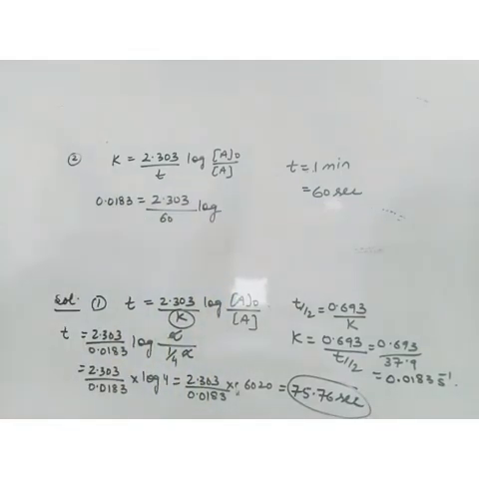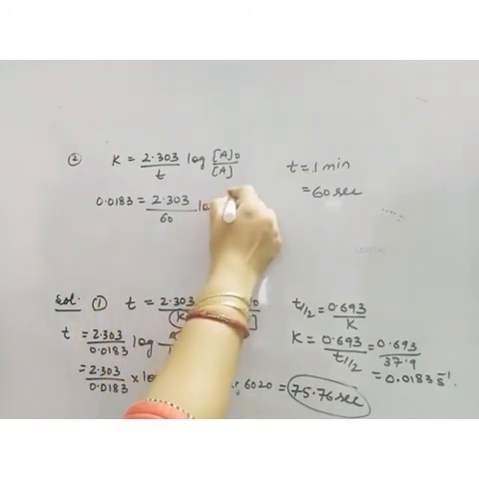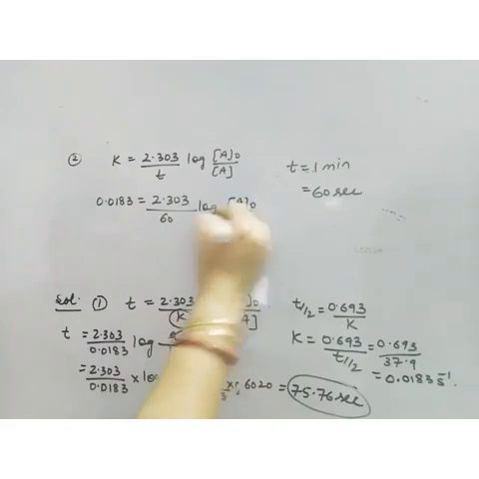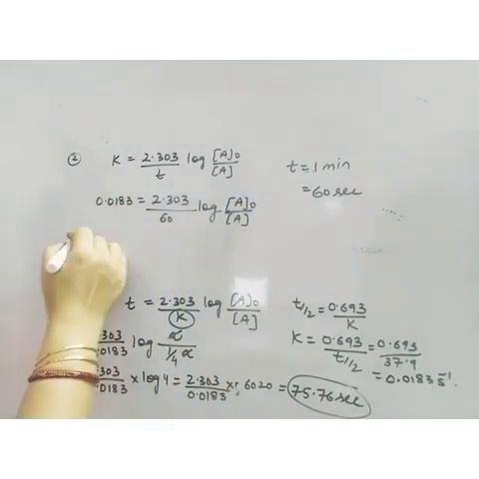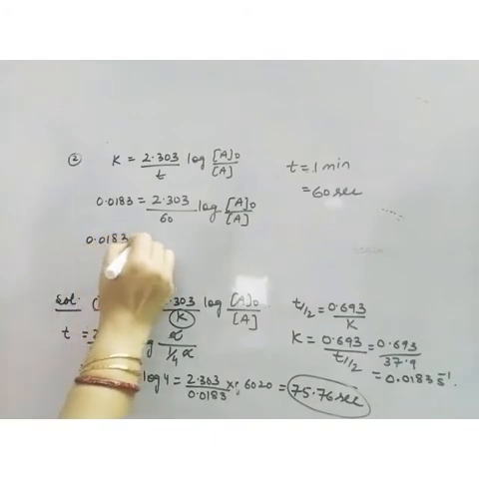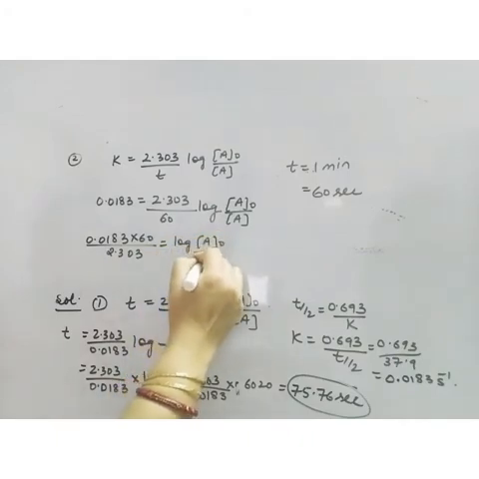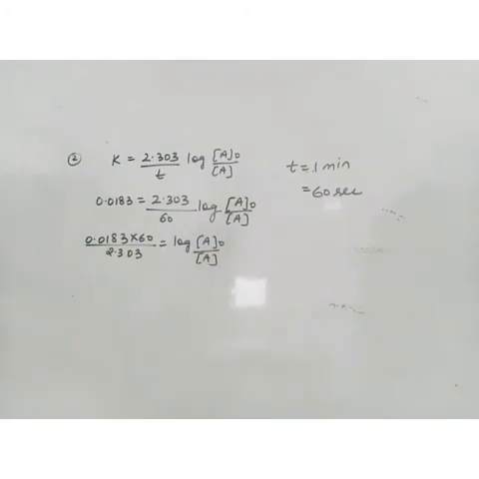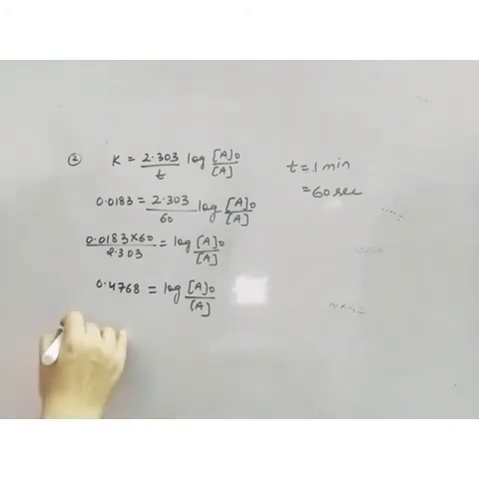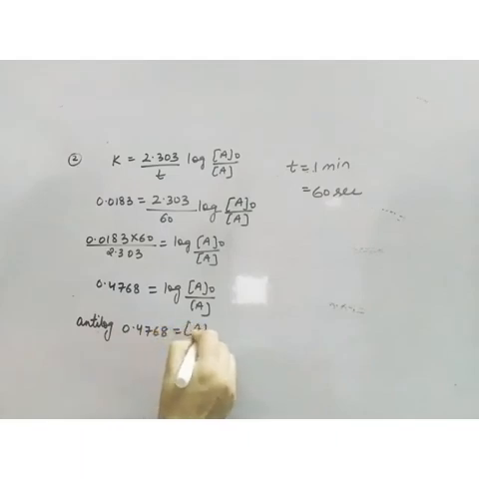Now how much of the concentration remains behind after 1 minute? So we have to calculate this final concentration. So let it be A0 by A. Okay, now we'll solve it. So it is 0.4768 is equal to log A0 upon A. Okay, now we'll take antilog. So antilog of this 0.4768 is A0 upon A.